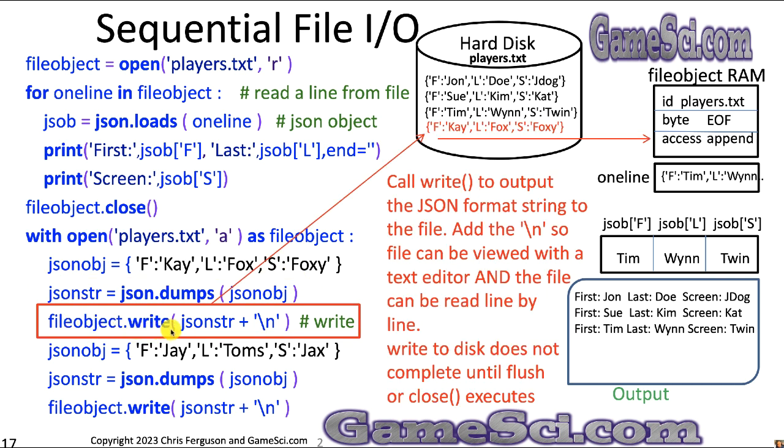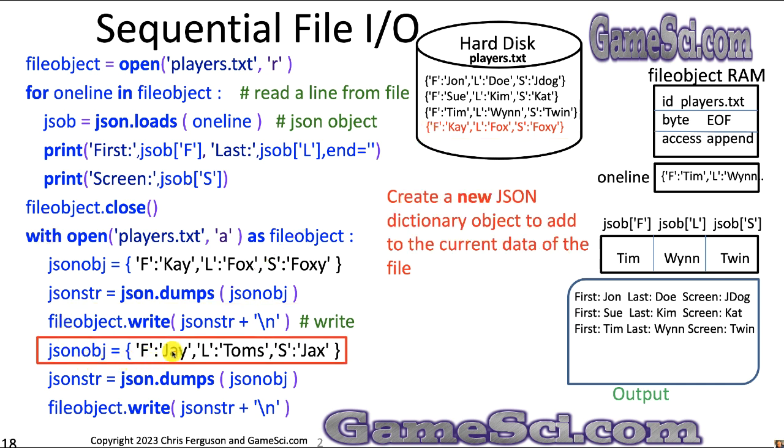File object.write JSON string plus \n. Write the new data to the file. The call to write outputs the JSON format string to the file. Notice how we add a \n so the file can be viewed with a text editor, and the file can be read line by line. The write to disk does not complete until a flush or close executes. So this is almost more like an appending write. I'm going to add new data to the file, and when we close this file, it'll get flushed out to the disk file.